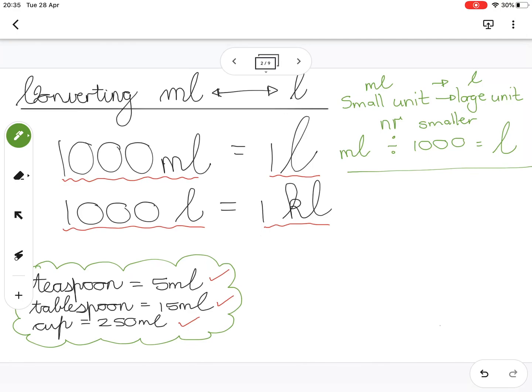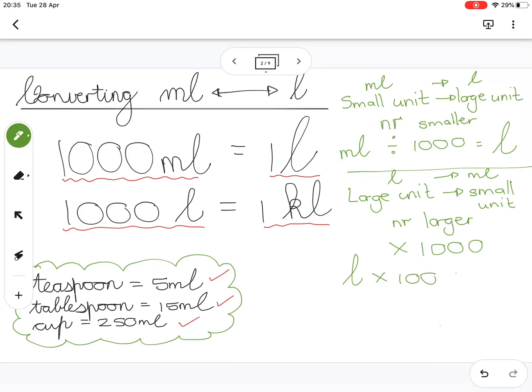And we'll have our liters. If you're going the other way around, if you're going to take a large unit like liters and you're going to turn it into a smaller unit, then the numbers are going to do the opposite. Your number will get larger. So if we're going to take liters, which is a larger unit, and turn it into milliliters, a smaller unit, my number will get larger. So that means I'm going to times by 1,000. So if I take liters and I times it by 1,000, I'll have my answer in milliliters.